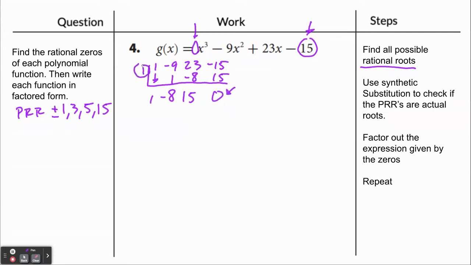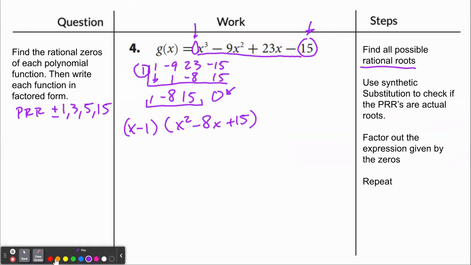So if we have our 0 at x equals 1, that means that we can factor out x minus 1 from this long string of numbers. And what's left here, that's what tells us our other polynomial here. So we get x squared minus 8x plus 15. And now what I can do is start using a different number from my possible rational roots and use this string of numbers here.